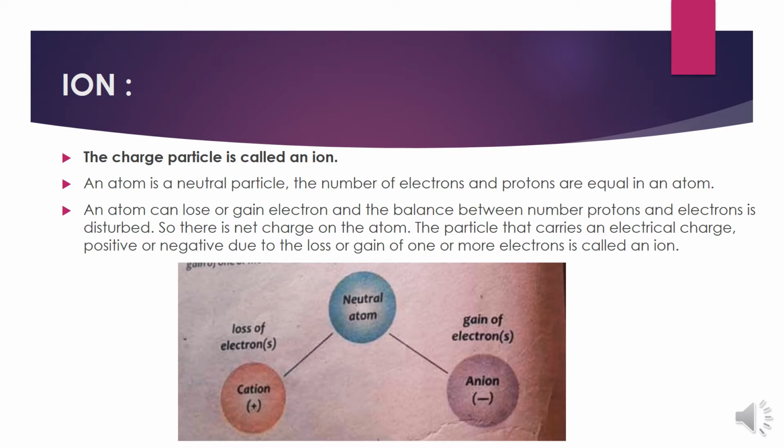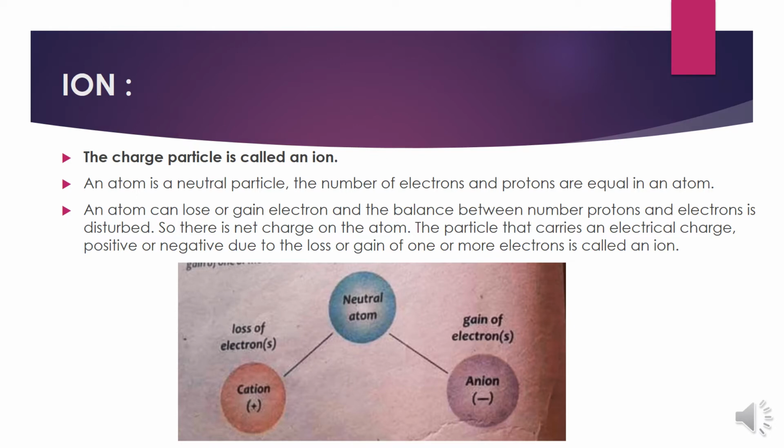So what is an ion? The charged particle is called an ion, meaning the particle which carries charge, positive or negative, is known as an ion. An atom is a neutral particle. The number of electrons and protons are equal in an atom. This is about atom. Clear?